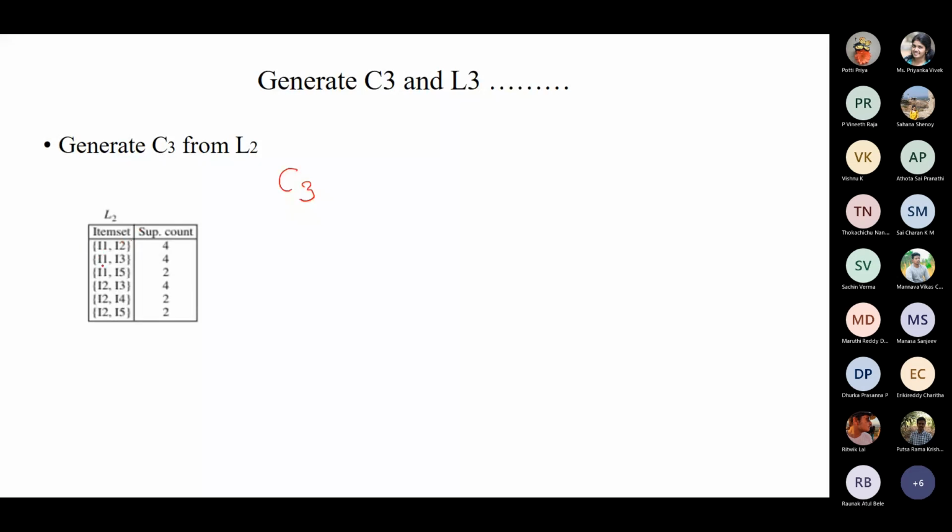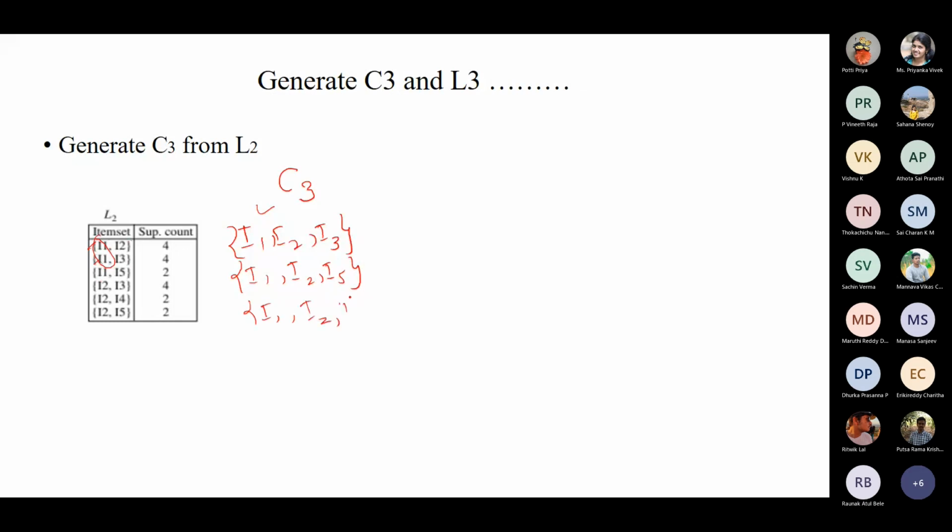It means you have to combine these elements. Look at this: I1, I2 and I1, I3. I1 is common, so I can combine these two to get I1, I2, I3. In order to join two sets, one item should be common; only then can you join them. I1, I2 is compared against I1, I3, and I1, I5. Can I take I1, I2, I5? Yes. I1, I2 and I2, I3.